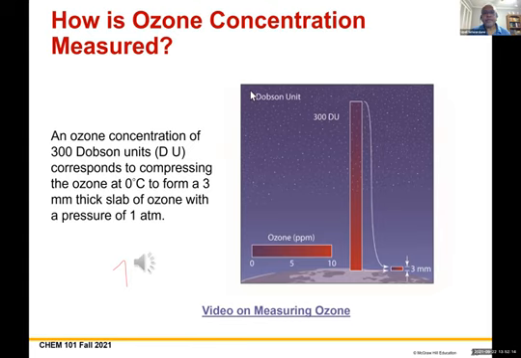Ozone is measured in Dobson units. Don't worry about Dobson units. Let's stick to parts per billion.